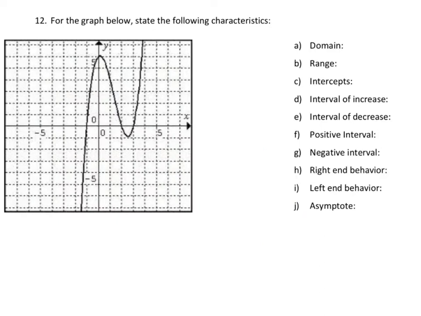Moving on to the next part, domain, range, all the same stuff. The domain is how far left and right it goes. It goes left forever, it goes right forever, so all real numbers. The range, also going all the way down, all the way up without bound. The intercepts, we have these 3.